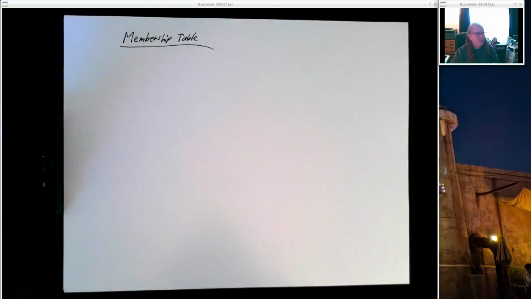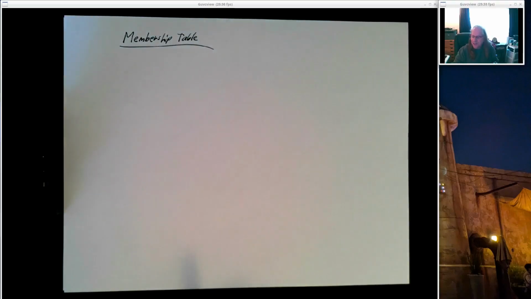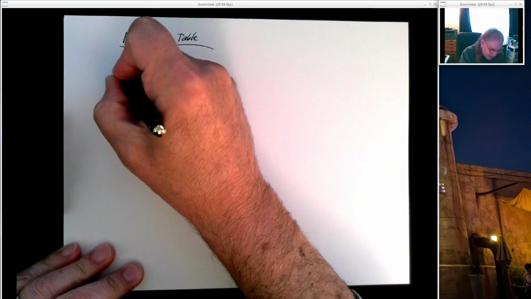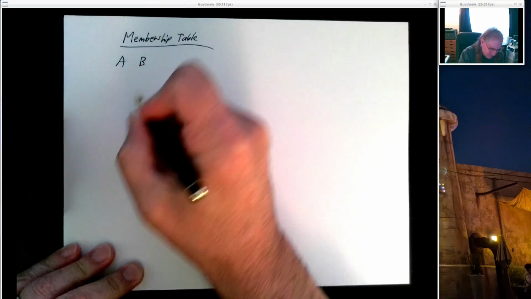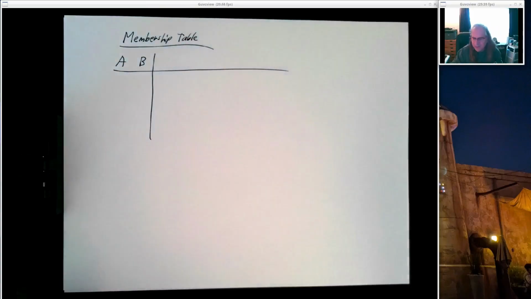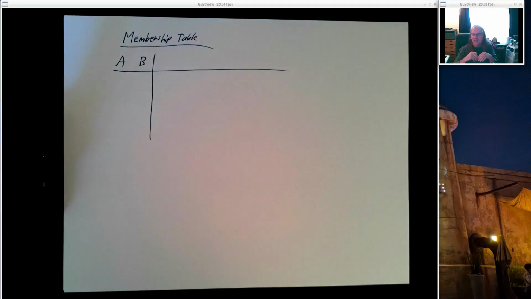And a membership table is a way that we can think about how sets interact with one another. And the idea is pretty simple. Suppose we have two sets A and B. And imagine that we pick any element in the universe. Remember, we've always got a universe set, right? Which is the set of things from which elements can come from. So think of any element in the universe.